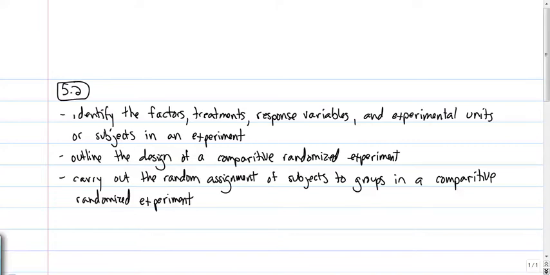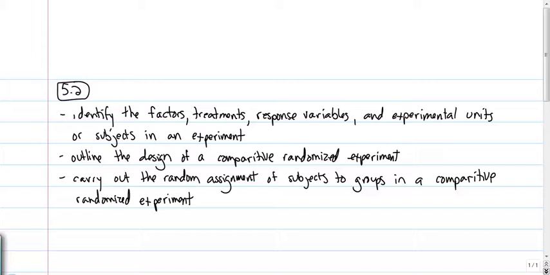Section 5.2. Now, I said that I was going to have you keep on pausing, but you might want to pause, just copy down those objectives, and then we'll move on from there. So take a second to pause, copy down these objectives. Good? All right, moving on.